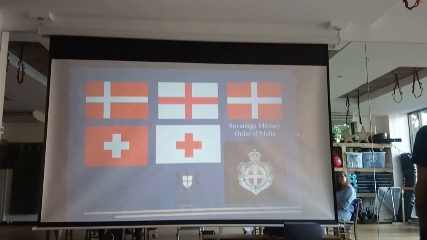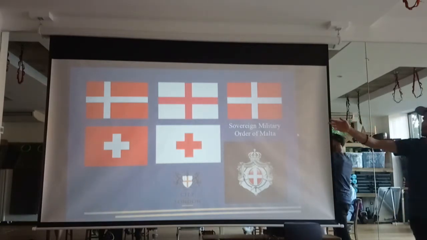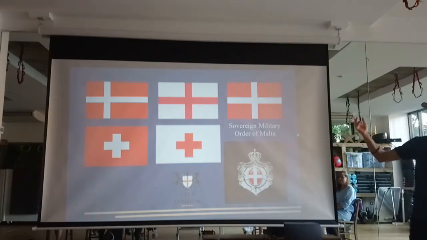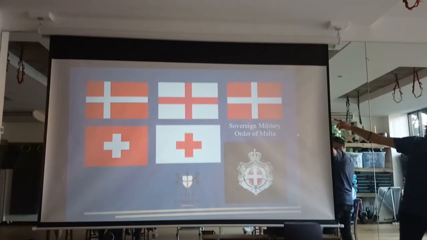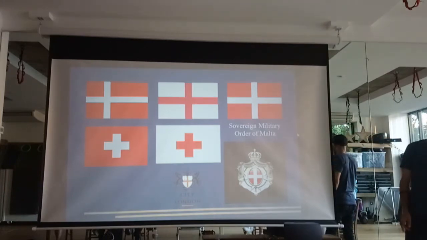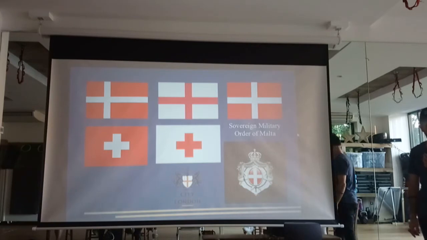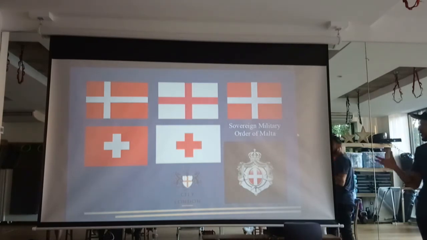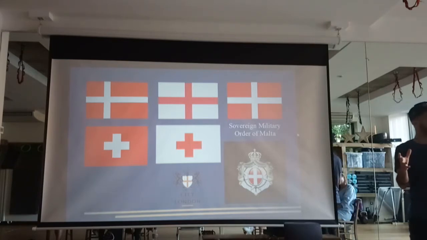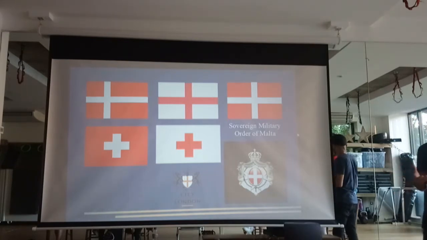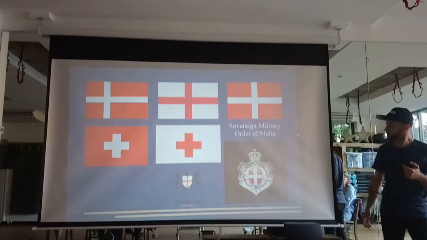So just to look at some of the crosses, on the top left you have the Danish flag, and you have the flag of England. This flag here is the Sovereign Military Order of Malta. I don't know if you've heard of the Knights of Malta. It's a secret society, a Masonic secret society. I believe they were given Malta back in the 1500s. There was a group of knights, and they were awarded the land because it was an island, from what I remember. Anyway, they were awarded the land, and they turned it into a seafaring port. And you can see here their emblem as well.